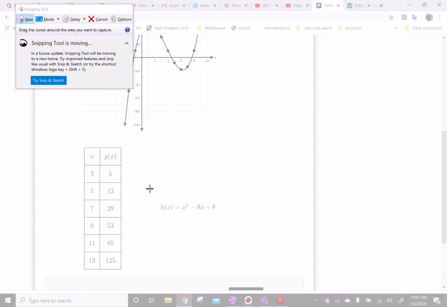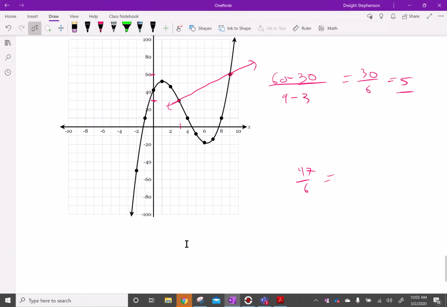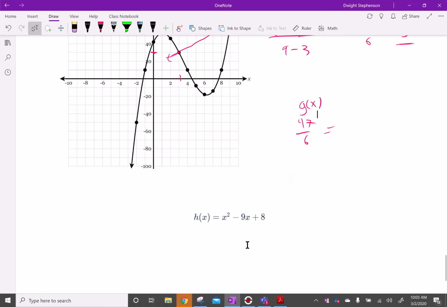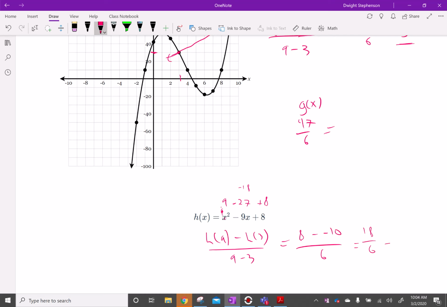Let me take this guy and put him over here. So this is g of x, right? This one was g, it's 47 over 6 average rate of change. This one we got to plug in 9, which is going to give us, if I plug in 9, I get 81 minus 81, so I get 8. So what we're doing, again, I'll just show you, h of 9 minus h of 3 over 9 minus 3, which if I plug in 9, I get 8. If I plug in 3, I get 3 squared is 9 minus 27 plus 8. That gives me negative 18 plus 8, which is negative 10. And this would be all over 6. So I get 18 over 6, which is 3.